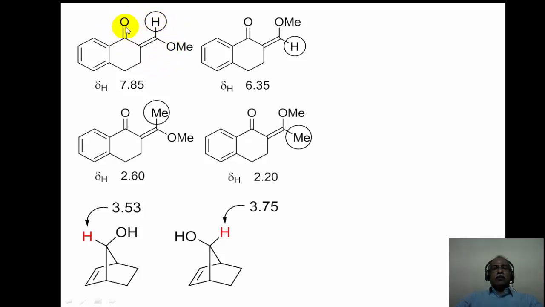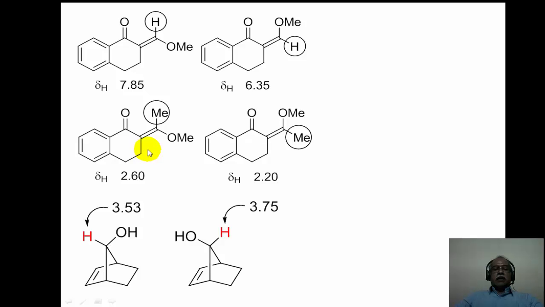So when it is cis with respect to the oxygen of this particular carbonyl functional group, it comes at a higher delta value of 7.85 ppm, whereas when it is trans to the carbonyl functional group, it comes around 6.35 ppm. In other words, this does not have the same facility of feeling the anisotropic effect of the carbonyl functional group when it is trans compared to when it is the cis compound.